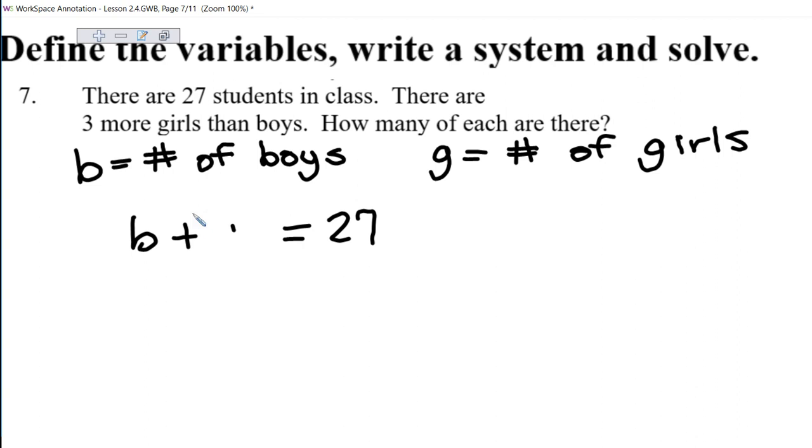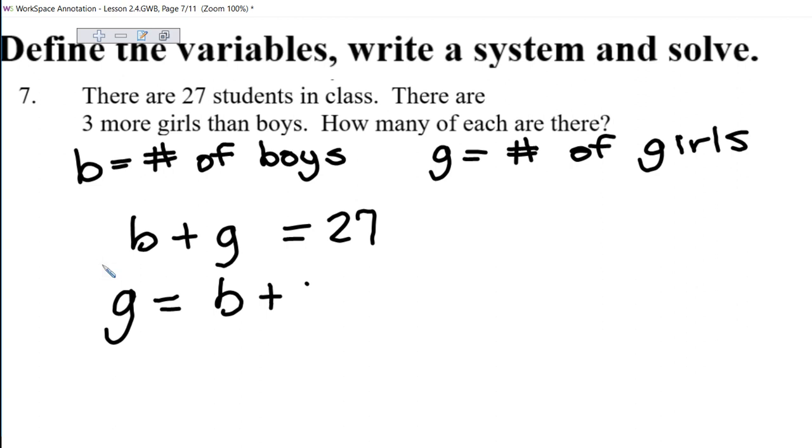What do I have the most of? So girls are going to be by themselves. Whatever you have the most of is going to be by themselves. And how would I write there's 3 more girls than boys? More than means what? Add. So if I take what I have the least of, which is the boys, and add 3 more to that, that will tell me how many girls I have. So whatever you have the most of will go by itself. So girls are the most, it's going to be by themselves.